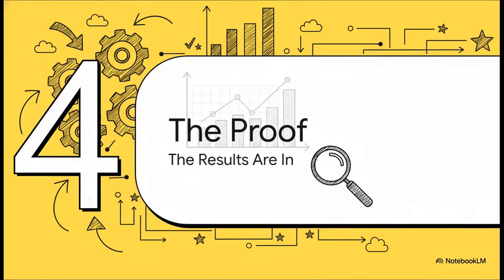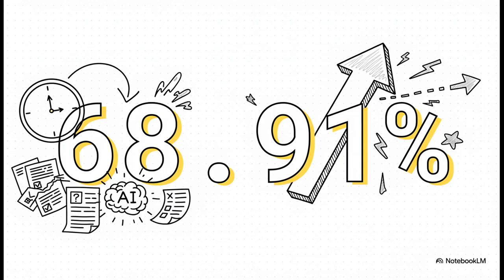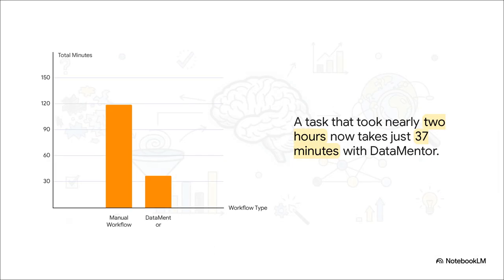Okay, so this all sounds fantastic in theory, right? But does it actually hold up in the real world? Well, the researchers behind this put it to the test, and the results speak for themselves. Okay, get ready for this because this number is wild. In a typical academic workflow, DataMentor cut down the time spent on just cleaning the data by a whopping 68.91%. Let that sink in. That's more than two-thirds of the tedious manual work just gone, wiped off your to-do list. And let's put that into real-world terms. A task that used to take almost 2 hours of frustrating manual work can now be done in just 37 minutes. Just think about what you could do with all of that time back.